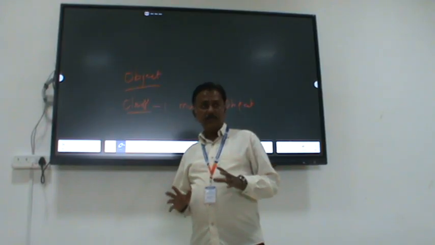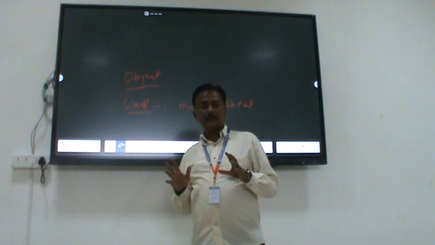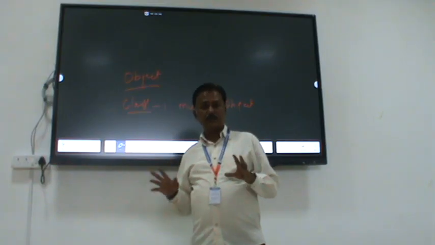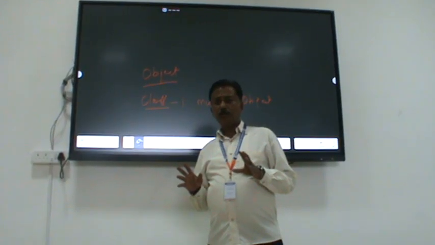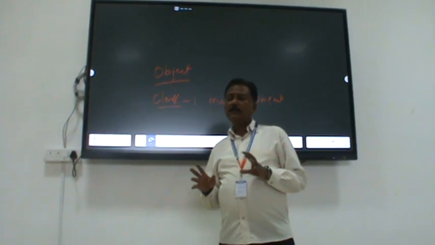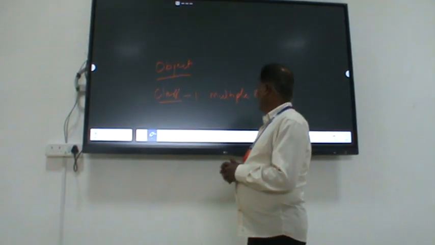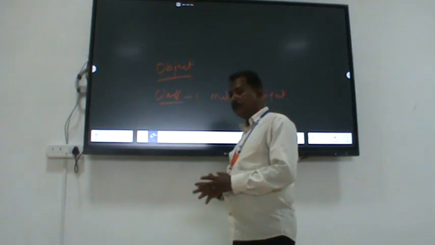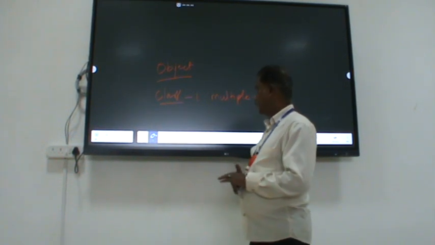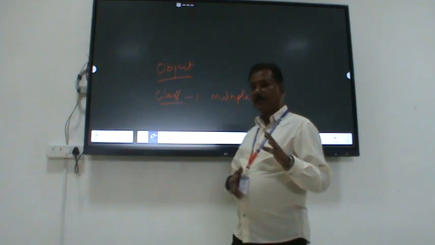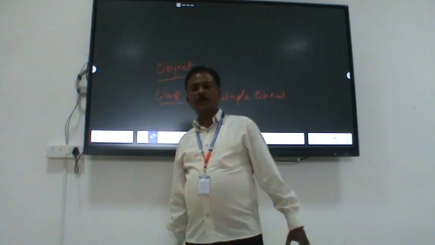See, object is something which we see. What we see with our natural eyes is all objects. We see only objects. In order to create objects, in terms of programming languages, we need to first create a class. If we create one class, then we can create any number of objects.